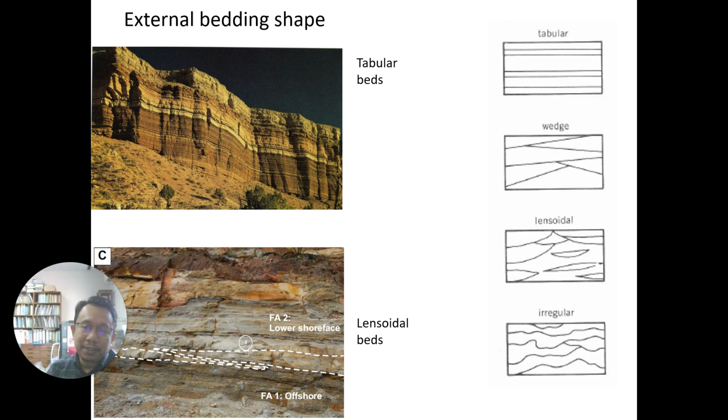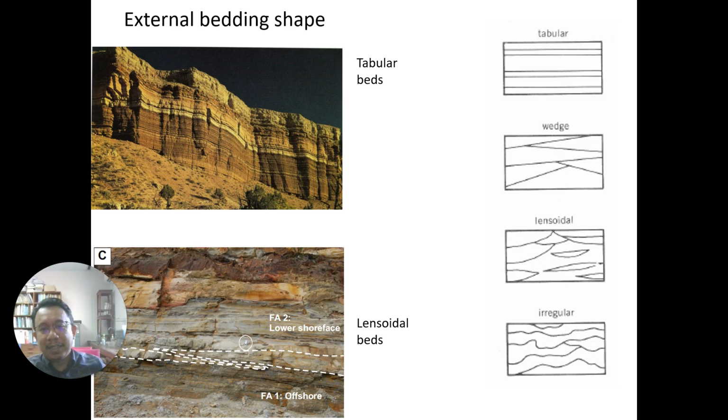Another thing that you should describe is the external shape of the beds, the geometry basically, right? So, yeah, some beds can just form simple tabular beds, we say, right? It's just horizontal with a straight top and straight bottom, right? So these are what we call tabular beds, very simple geometries. But not all beds look like this. We can have lots of geometries. Some can be wedge shaped or lensoidal, or maybe even have irregular shapes to them.